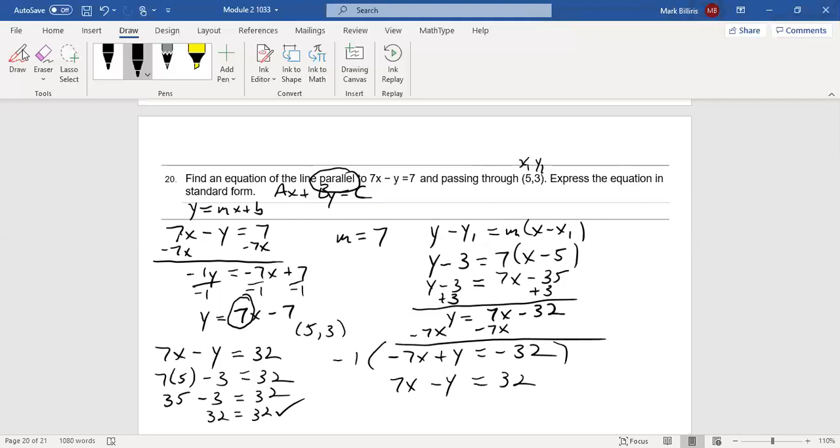So either one of the two answers is acceptable. So you just have to be able to come up with both, just in case you have it on a multiple choice type test.